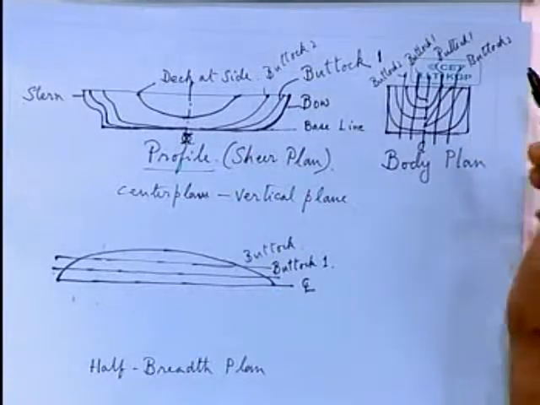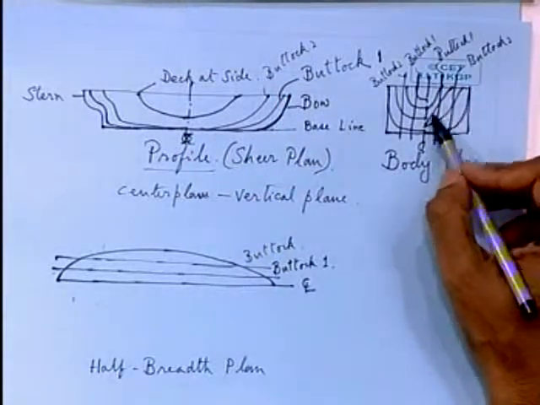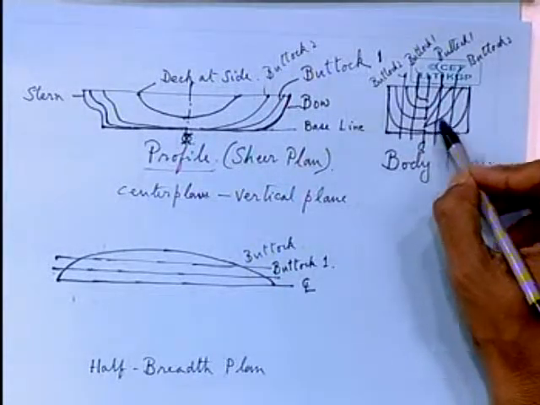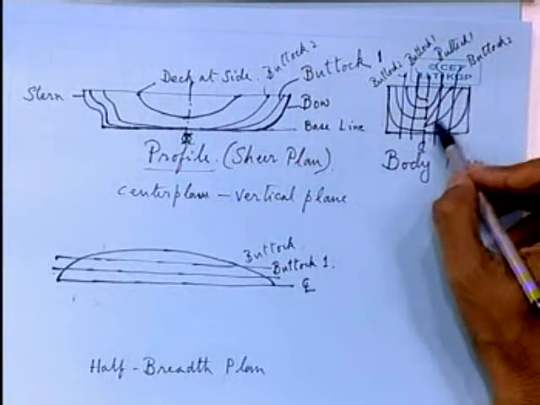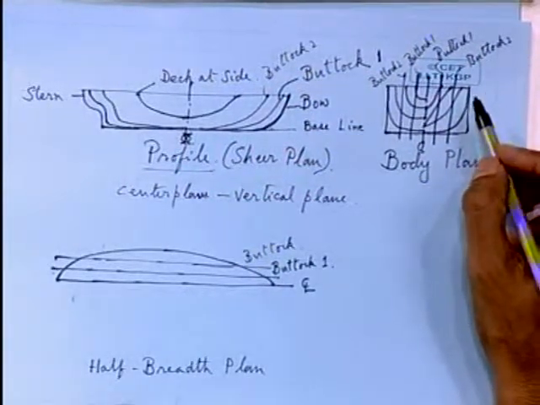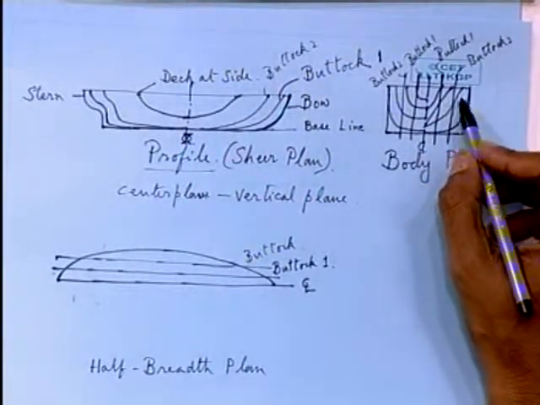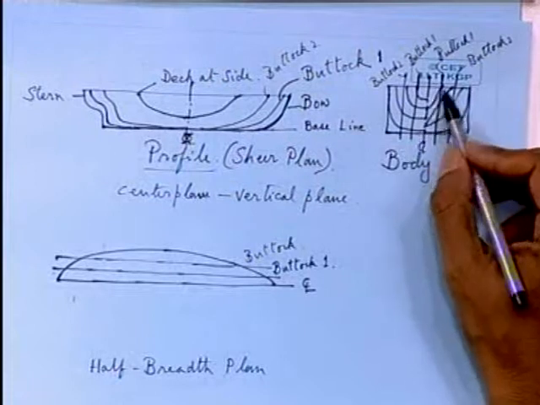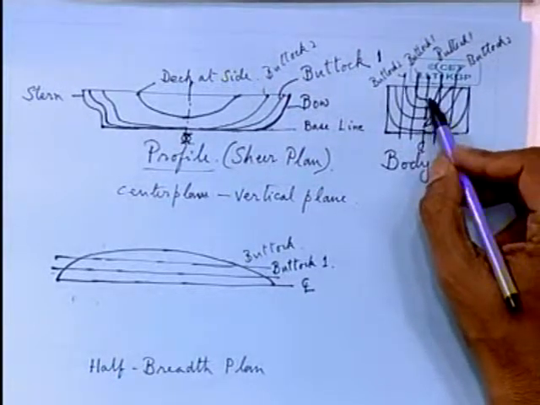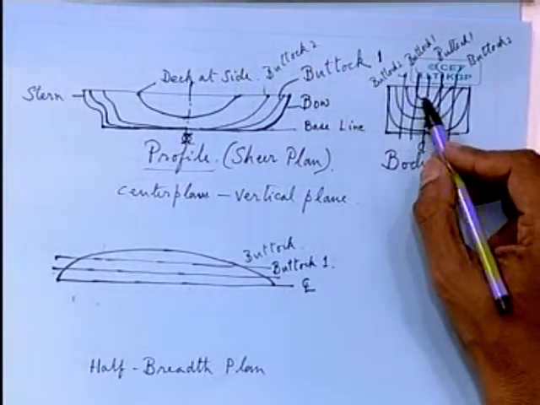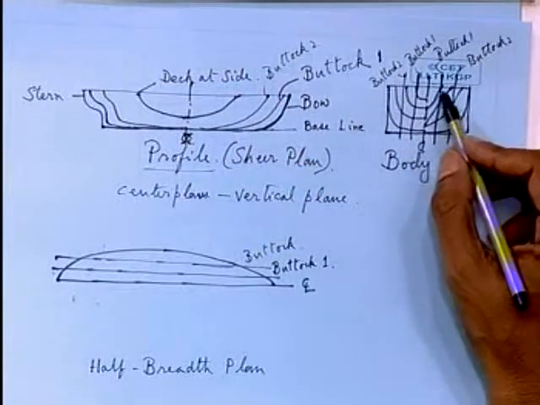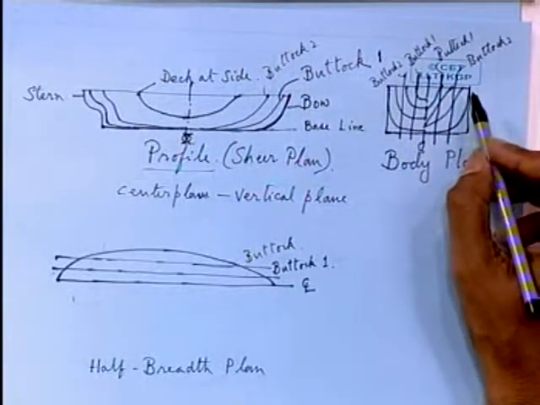both on the port side as well as on the starboard side, there is no need to draw the full sections or the transverse sections in the body plan. So, what you do, you draw the forward sections on the right hand side and the aft sections on the left hand side. You need not draw the whole section.